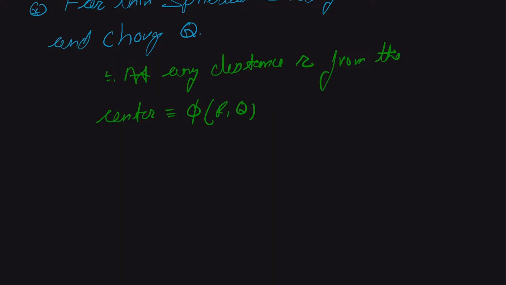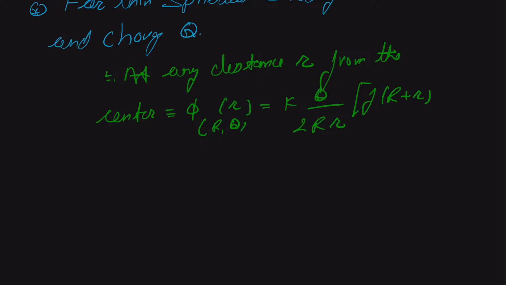So we can say phi for a shell of radius R and having a charge Q at a distance r is given as kQ upon 2Rr, times the function of R plus r minus the function of modulus R minus r. So this is a relationship we have to remember.